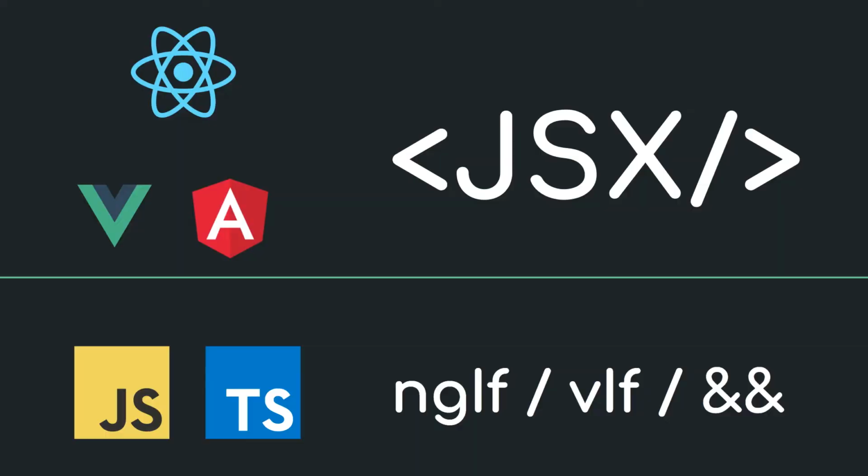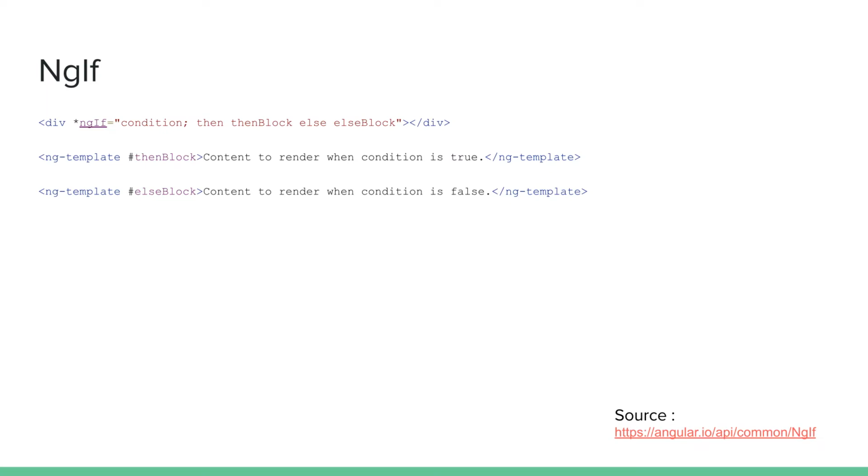In today's lesson, I would like to discuss why I think directive-based ngIf and vIf models offered by Angular and Vue are inferior to the virtual DOM JSX Boolean operator-based conditionals offered by React and other frameworks. Let's go. Before we dig into how JSX handles conditionals, let's look at how they're handled in Angular and Vue.